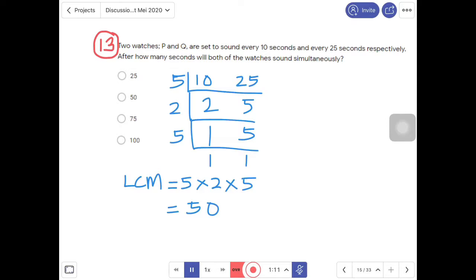Now some students give me the value of 50 and 100. Since the question here doesn't ask you about the lowest common multiple or when is the first time they sound together simultaneously, so I accept these two answers. But if it's asked about when is the first time they sound simultaneously, then the answer will only be 50.